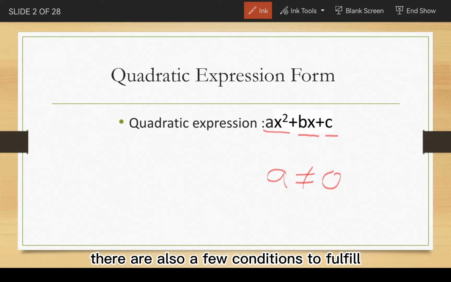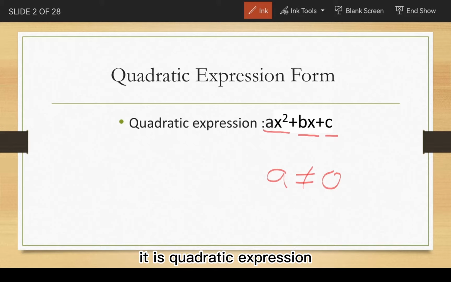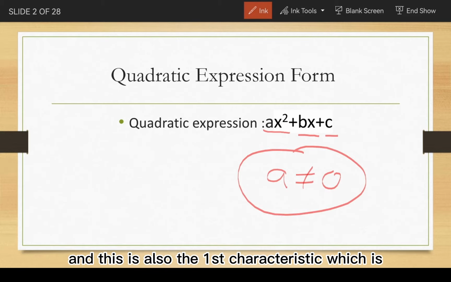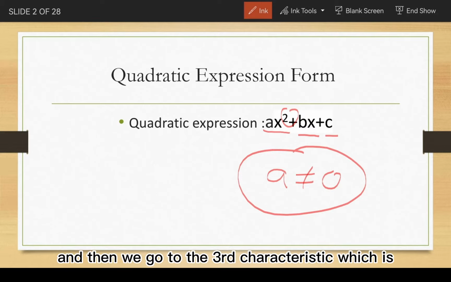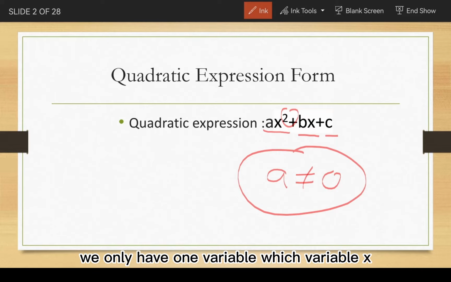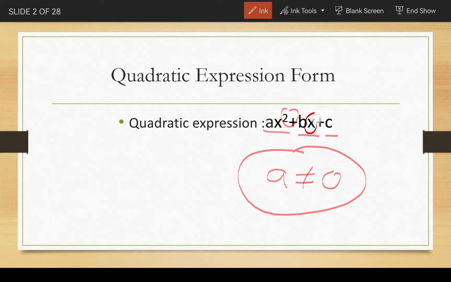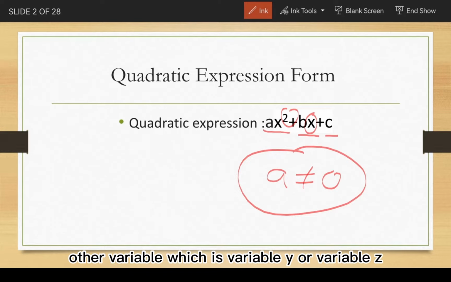There are also a few conditions to fulfill for it to be a quadratic expression. This is the first characteristic, which is a cannot be equal to 0. What about the second characteristic? The highest power is 2. And then the third characteristic is that it only has one variable, variable x, and it cannot have other variables, such as variable y or variable z.